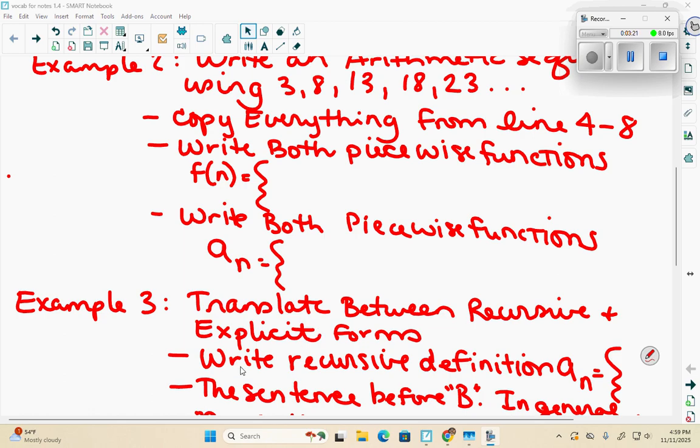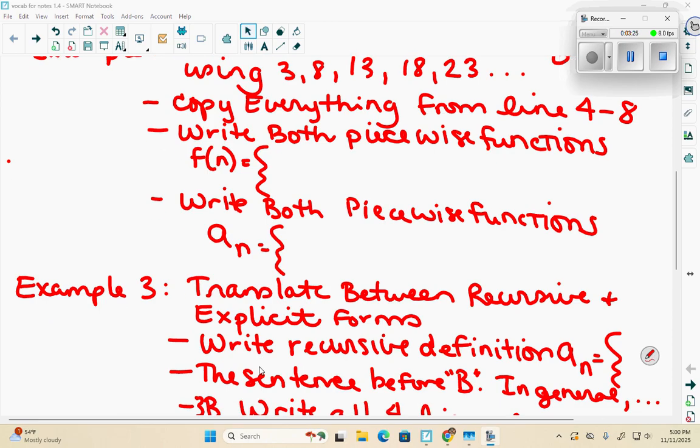Okay, and then it says write the recursive definition a of n. Right below where it has example 3a, off to the right in bold, it has the recursive definition. So you're going to write that. It's the a of n with the little bracket things. There's 2 lines that you write off to the side. And then it says, then the sentence before b.